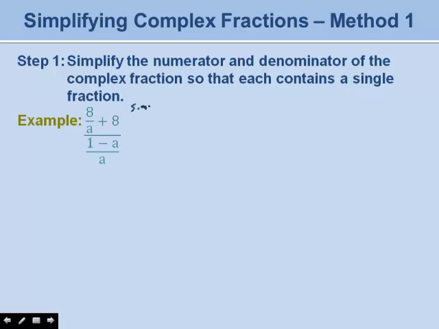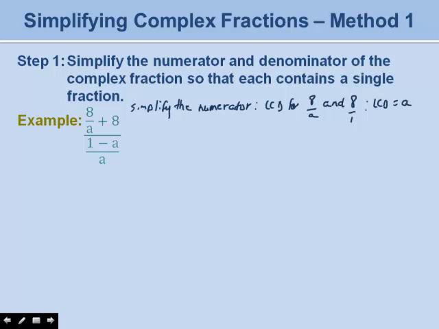Here's an example. For this one, if we want to simplify the numerator, then we're going to look for an LCD for 8 over a and 8. And since 8 is the same as 8 over 1, then that means our LCD is just going to equal a.